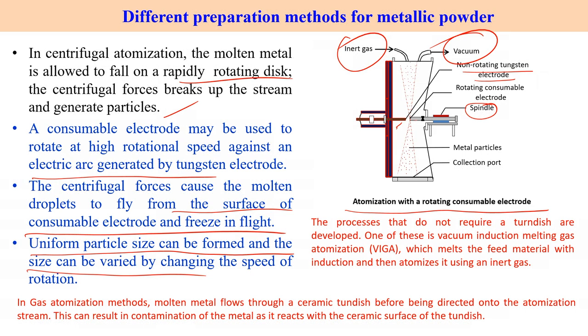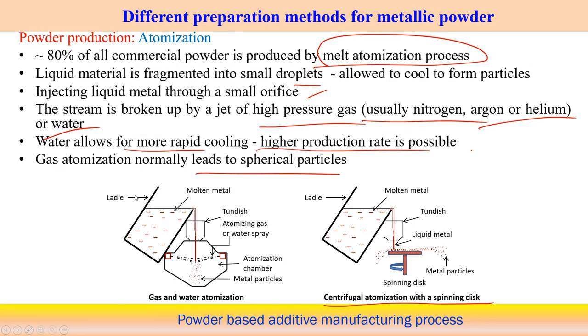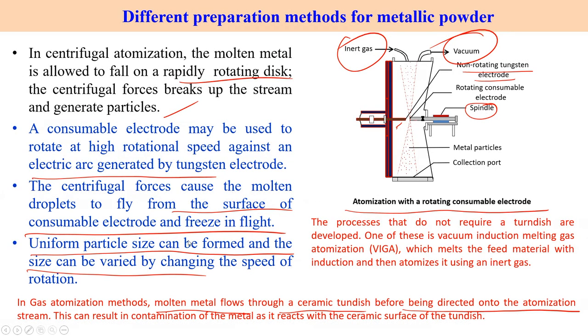But in all these cases, in the gas atomization method, the molten metal flows through a ceramic lattice before being directed into the atomization stream. We have already observed that in the gas atomization process. The liquid metal is poured through this lattice into the chamber. But that can result in contamination of the metal. While it stays in the lattice, it can be contaminated in transport, and it reacts with the ceramic surface of the lattice. That possibility is there, because the liquid metal is held by the ceramic lattice, so it may react with the lattice.